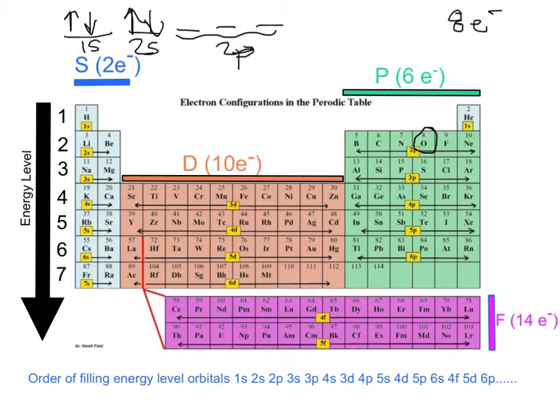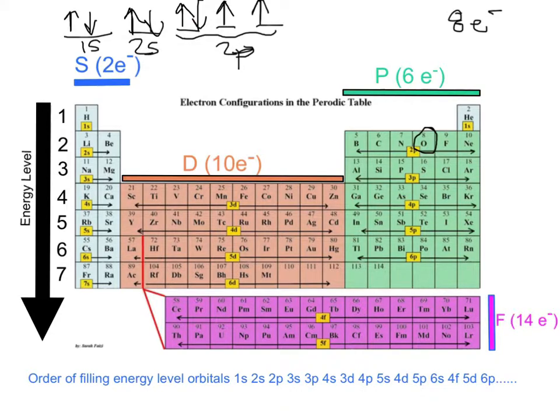How we fill that is, remember, we do 1 arrow up, 1 arrow up, 1 arrow up, then we go back and start pairing them up. Okay? So let's count them now. 1, 2, 3, 4, 5, 6, 7, 8. So we've got them all.